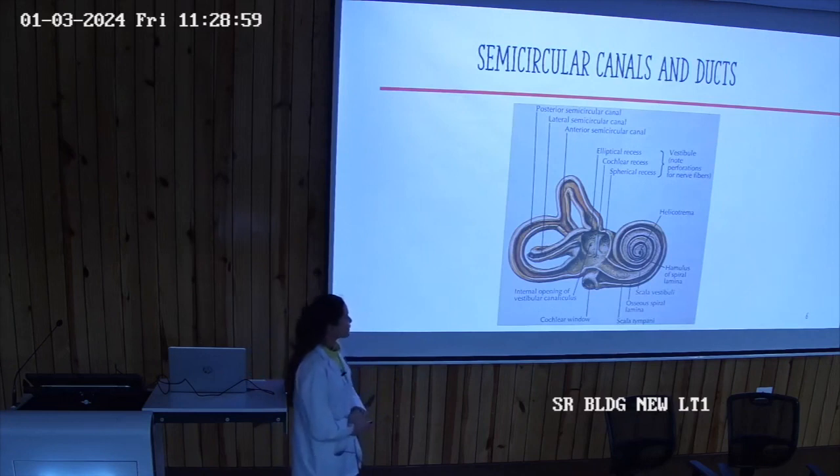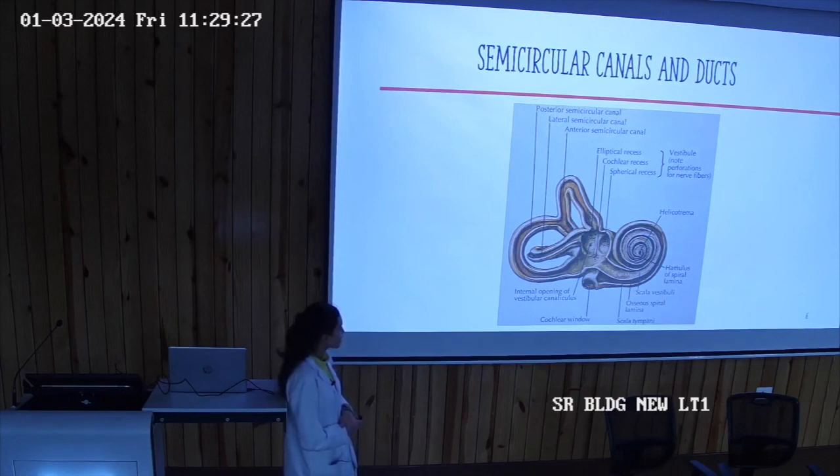Coming to semicircular canals and the ducts. The bony labyrinth of the internal ear consists of 3 semicircular canals, which are the anterior semicircular canal, the lateral semicircular canal, and the posterior semicircular canal. The anterior semicircular canal is present in the vertical plane at right angle to the long axis of the temporal bone. The lateral semicircular canal is present horizontally, while the posterior semicircular canal is also present in the vertical plane but parallel to the long axis of the petrous temporal bone.